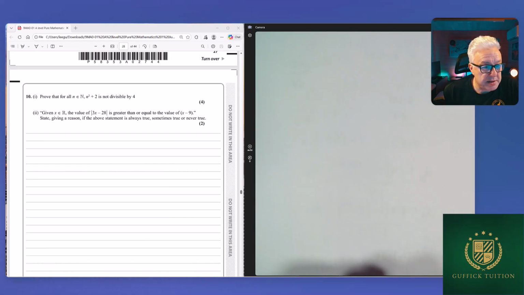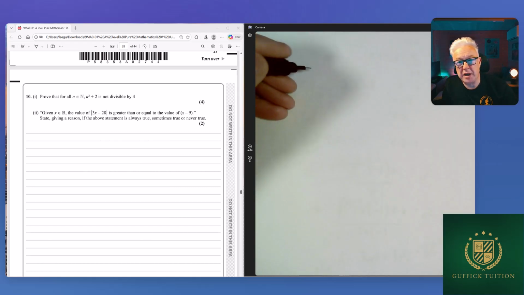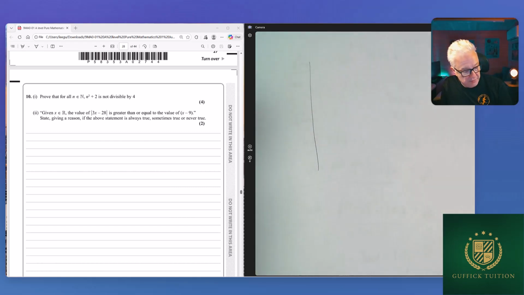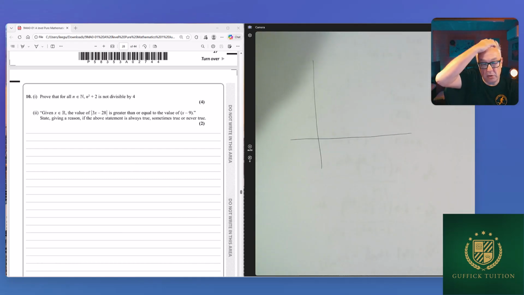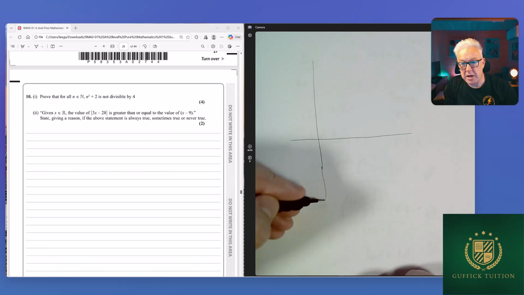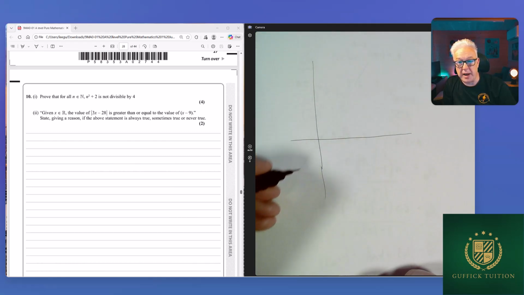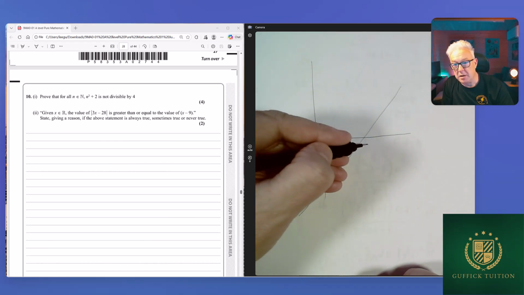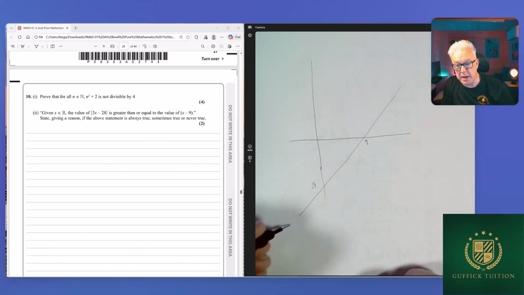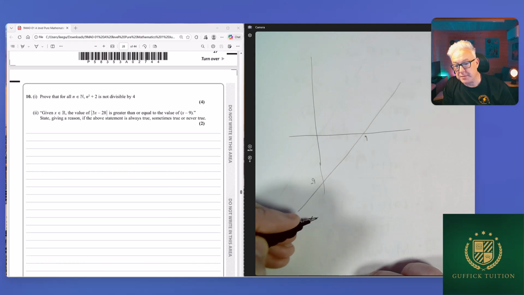Given that x is a member of the set of real numbers, the modulus of 3x minus 28 is greater than or equal to the value of x minus 9. State, giving a reason, if it's always true, sometimes true, or never true. I quite like the idea of doing this graphically. So let's visualize, first of all, our x minus 9. y equals x would be a line going through the origin. So y equals x minus 9 would be a line going through 9 there and minus 9 there. So that's our y equals x minus 9.